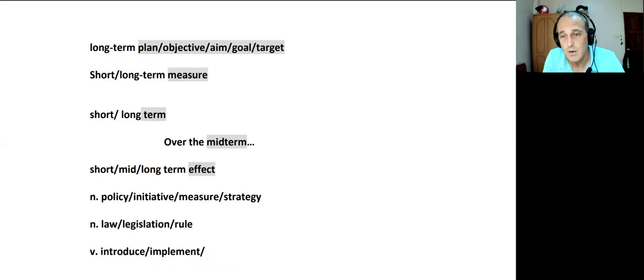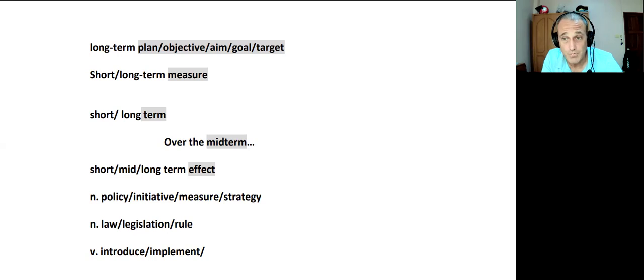And then just some other adjective noun collocation. So long-term plan, long-term objective, aim, goal, target. So for example, I could say, I think that a long-term plan of the government should be to encourage car owners to buy electric vehicles. A short-term measure is that the government should be encouraging people to cycle much more.